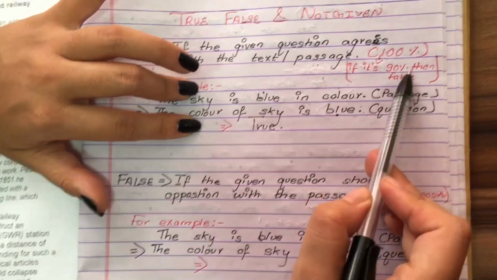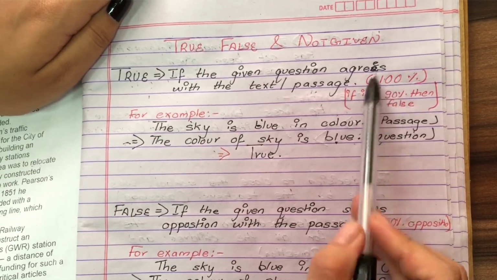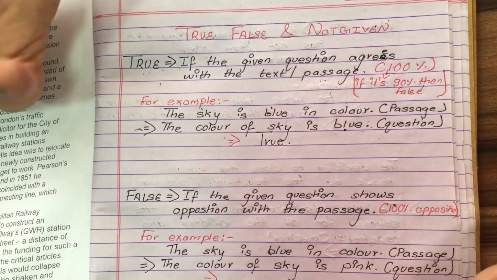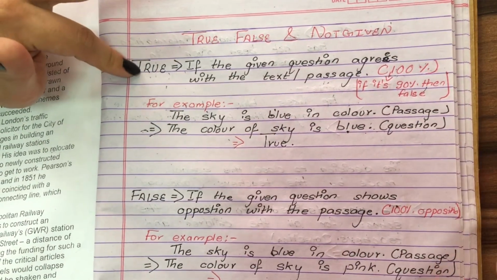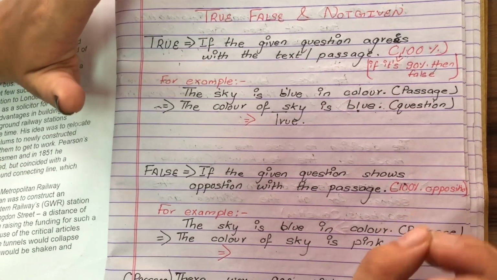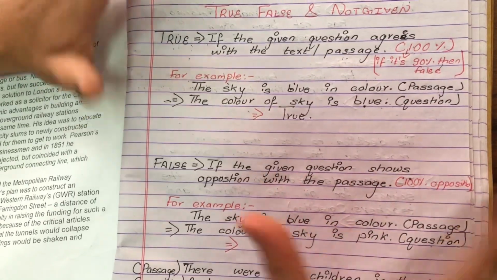Now, as I said, if it's 100%, then only you can say true. If it's 90%, then our answer will be false. So to sum up, you will only be writing true if the question and text agree with each other. Not only should the words agree with each other, but the meaning should agree too.